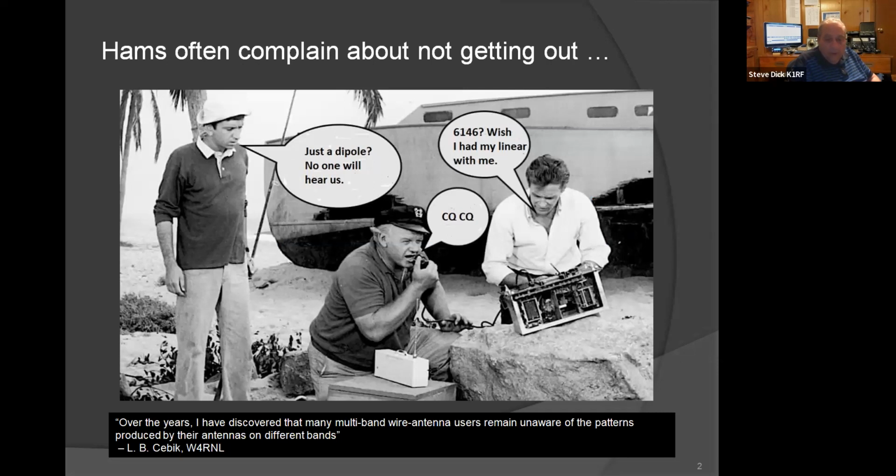Many multiband wire antenna users remain unaware of the patterns produced by their antennas on different bands. So I'm going to focus on that in this presentation. I think it was Terry Martin who gave a nice talk on low-cost wire antennas on the CTSARA website in their YouTube feed. You may want to watch that if you haven't seen it before.